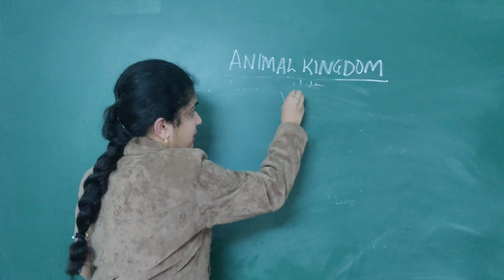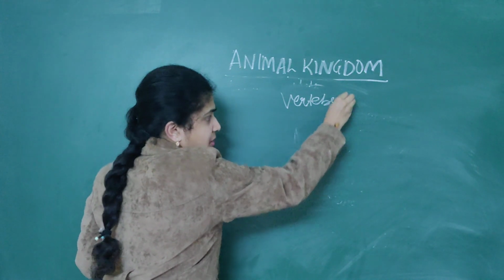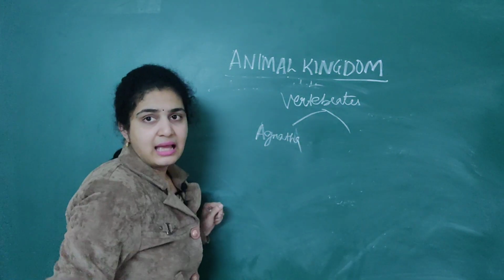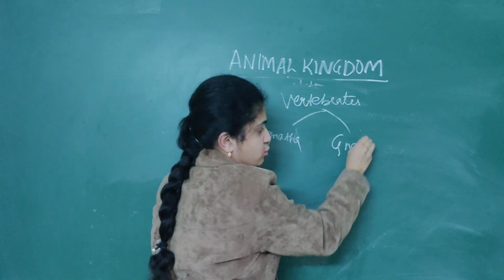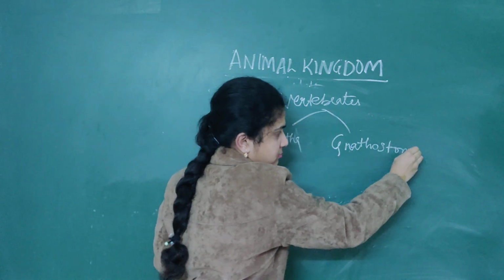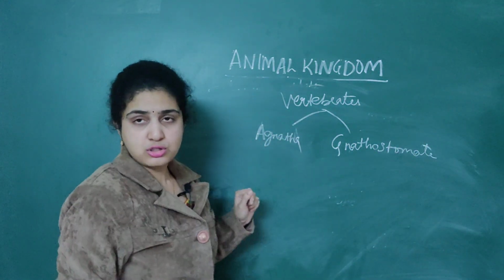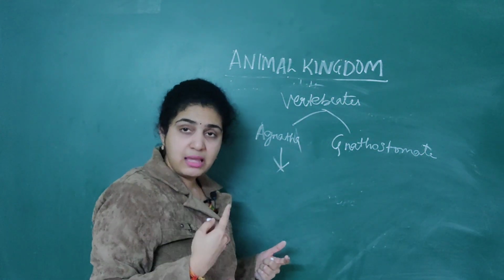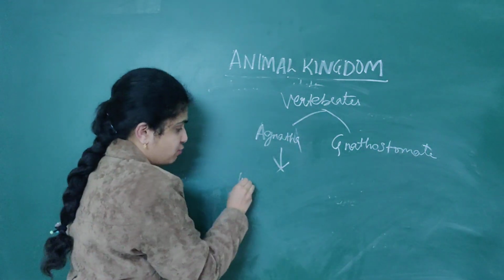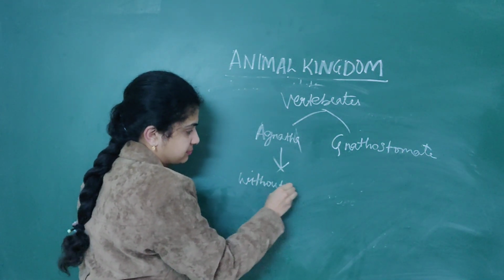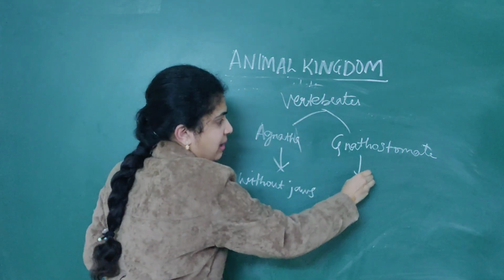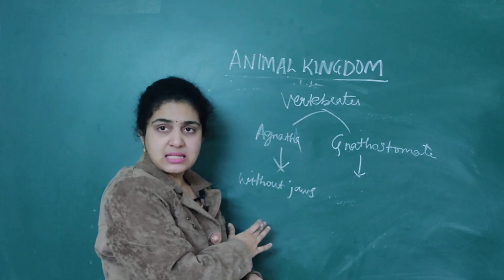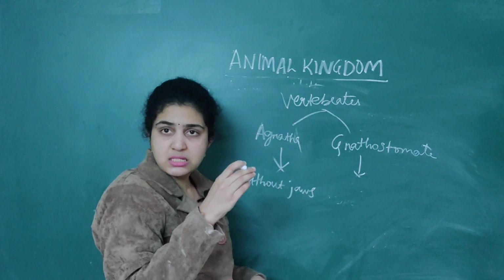Next, when you go deeper into vertebrates, vertebrates are classified as Agnatha and Gnathostomata. Agnatha means what? Agnatha means without jaws. By name only we can understand. When it comes to Gnathostomata, that is with jaws. In Agnatha, teeth will be present but jaws are absent.